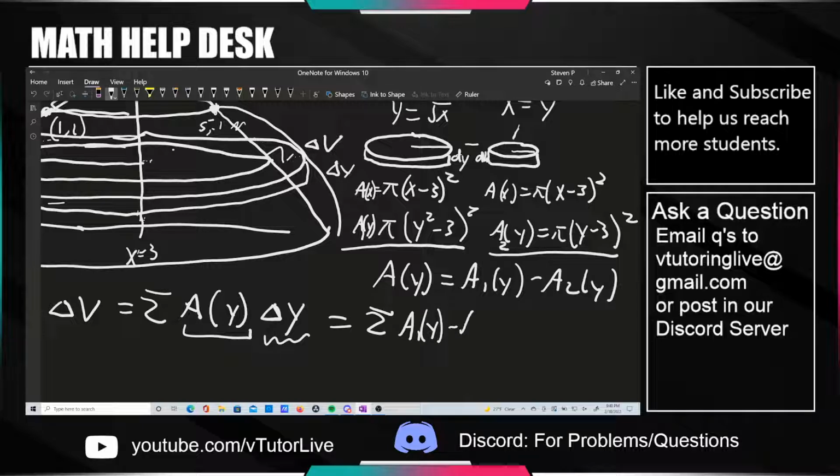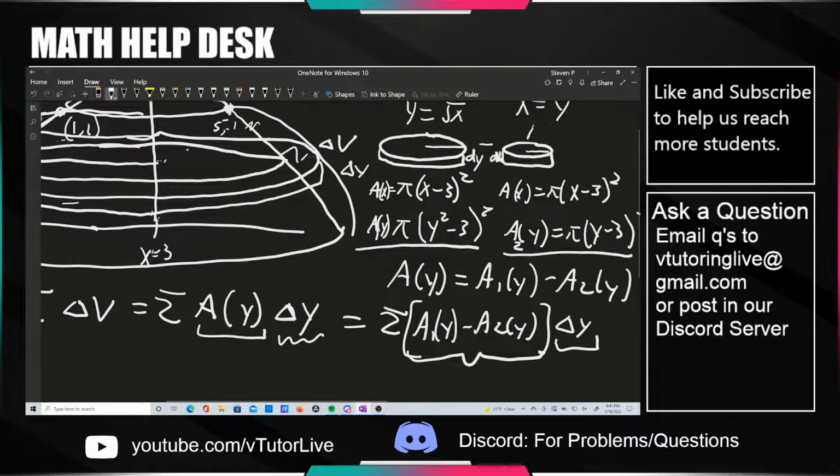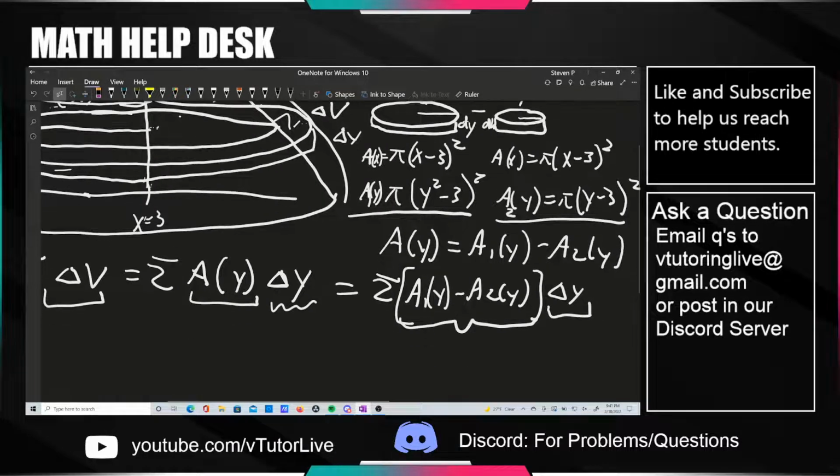A1(y) minus A2(y). At this point, we take all this. This is basically the area of each of these washers, and this is the height of each washer, right? That represents the little differential volume of each washer. And then when we take this into the limit, the sum becomes an integral as each of these delta y's become infinitesimally small and turn into dy's, right? So then this just becomes A1(y) minus A2(y).